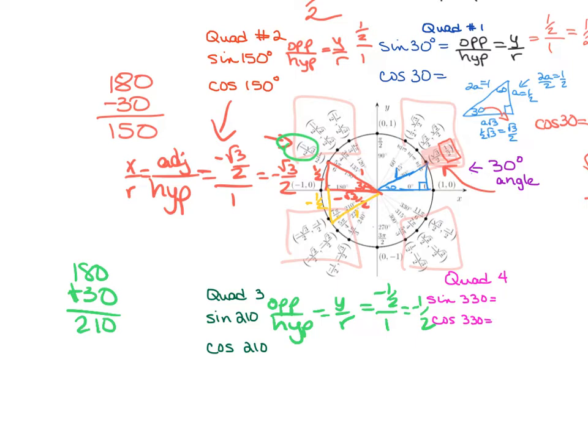For cosine, adjacent over hypotenuse, or x over r, so that would be -√3/2, divided by 1. It simplifies to -√3/2.